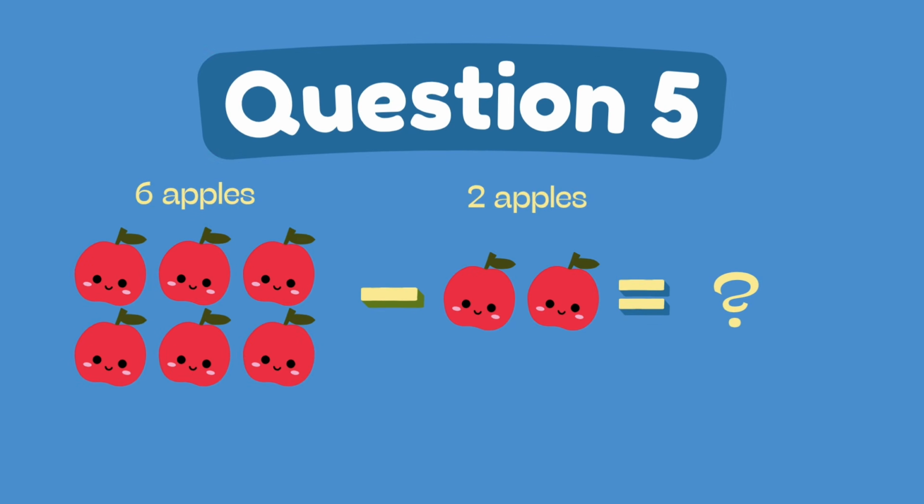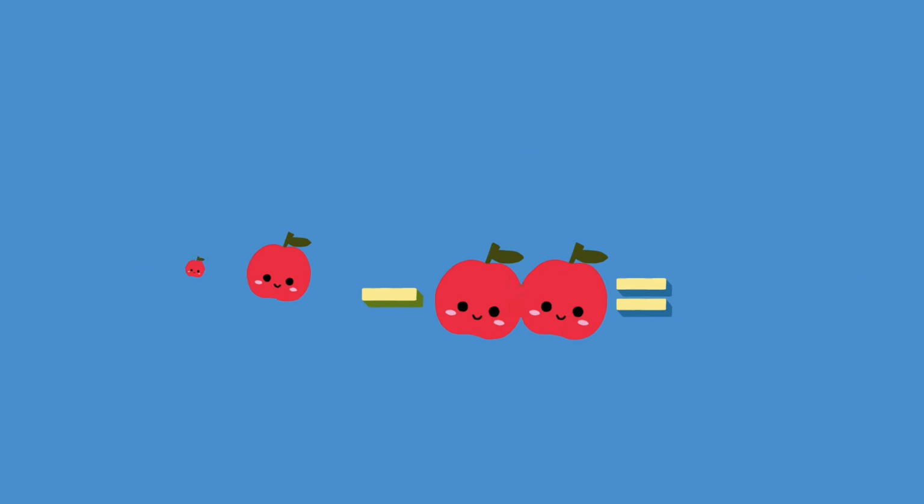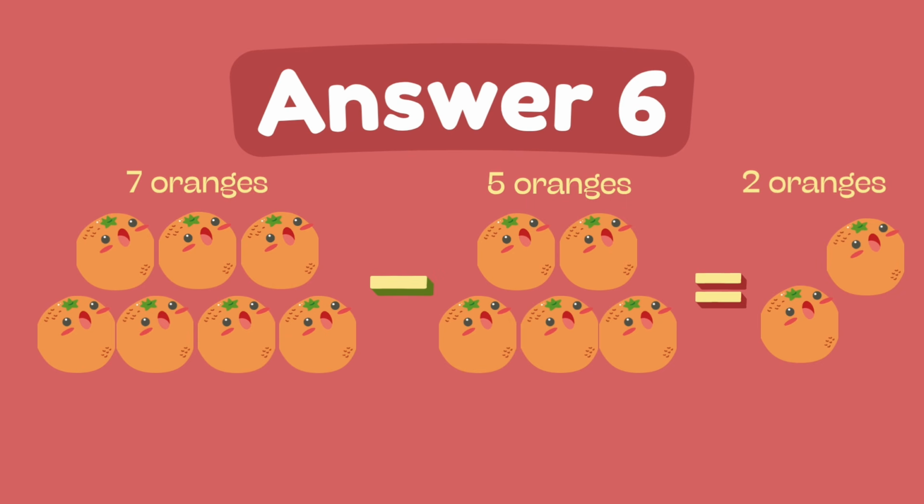What is 6 minus 2? The answer is 4. What is 7 minus 5? The answer is 2.